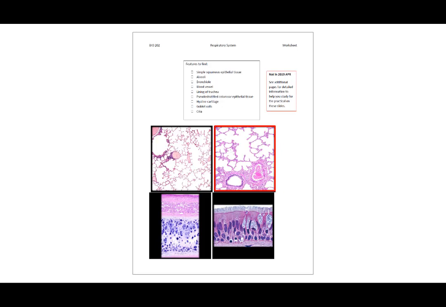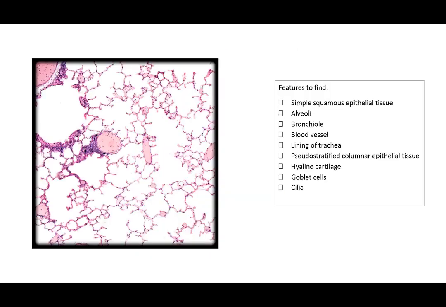The first page of this worksheet, we will go through 4 slides. On this first slide, we can see the simple squamous epithelial tissue is used to make up actually the alveoli. So each of the alveoli are these little circular pockets here. Surrounding each and every one of these alveoli are simple squamous epithelial cells.